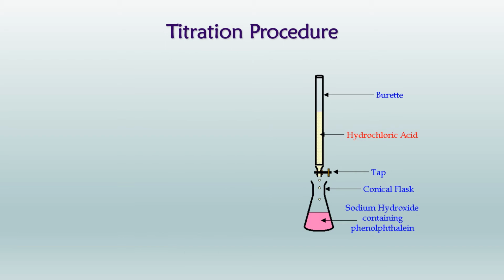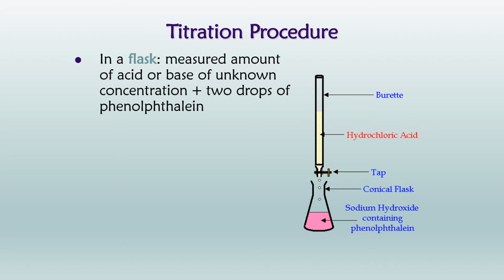So let's talk about the procedure for a titration experiment. Once again, we see the apparatus here. First of all, we take an Erlenmeyer flask, and in that flask, we pour our solution that has the unknown concentration. We are trying to find that concentration. But we do know the amount of that solution that we are using.